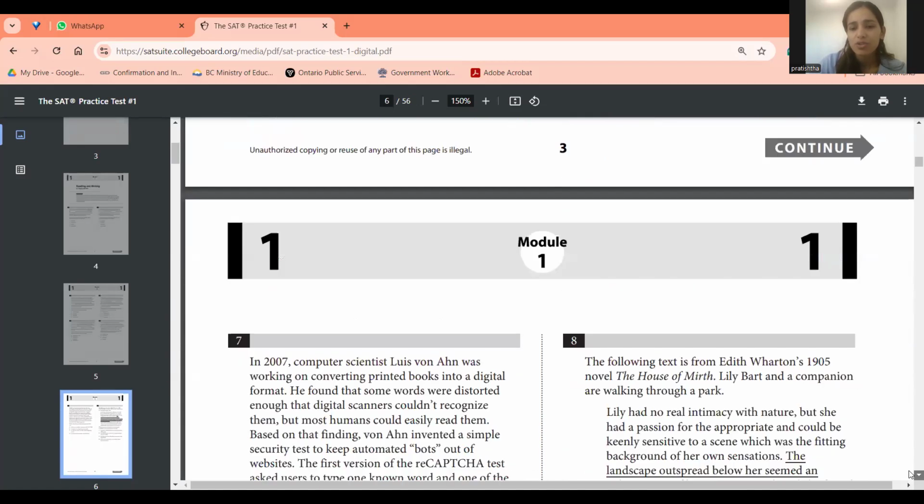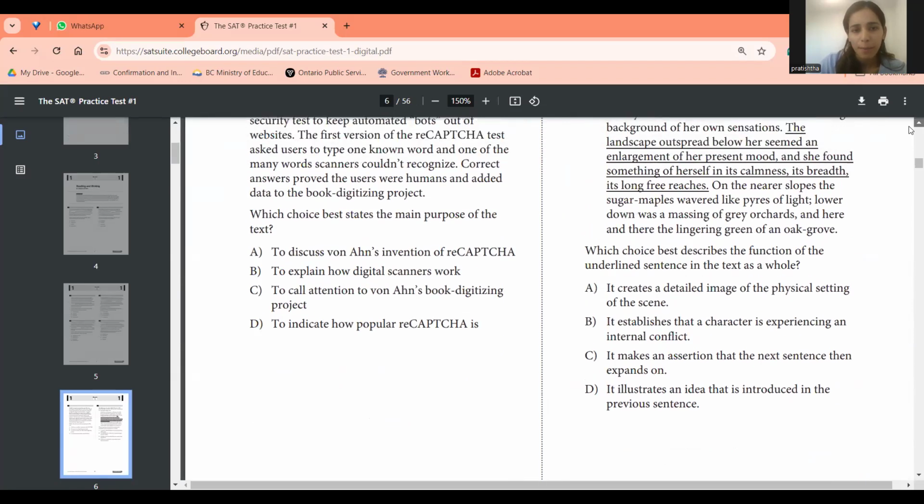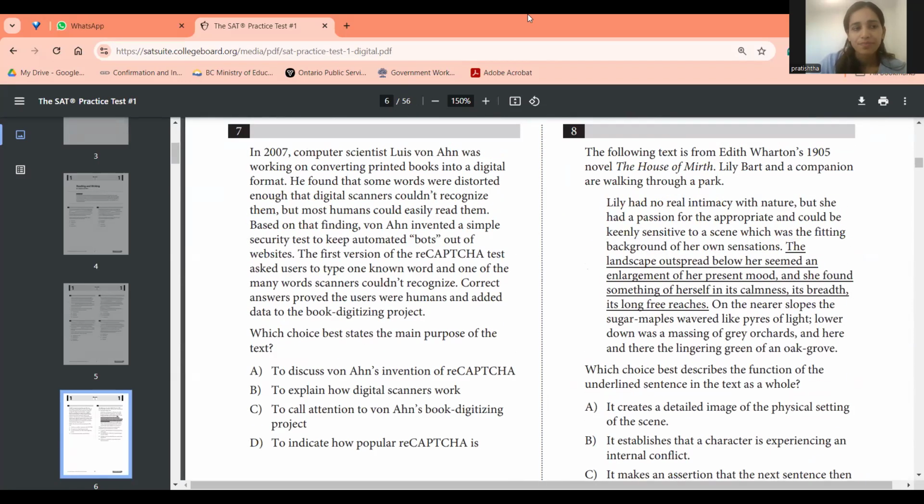We can also go ahead and do some other kinds of question. Let's do main purpose, this one. So we will do active reading.